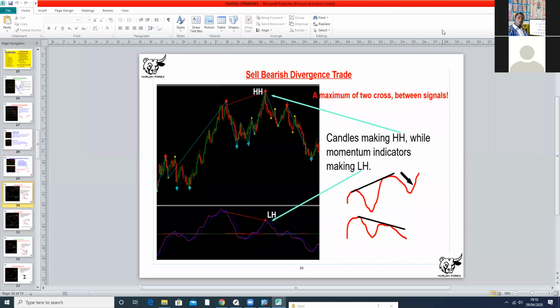Okay, so what we're looking at is a sell bearish divergence trade. You see the candles, this is the market. If you notice, this high over here is higher than this high. And this is a momentum indicator which shows the strength of the market. This is making lower highs, but the price is making the higher highs.